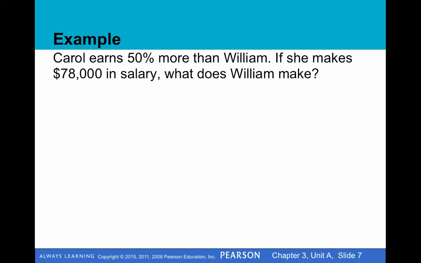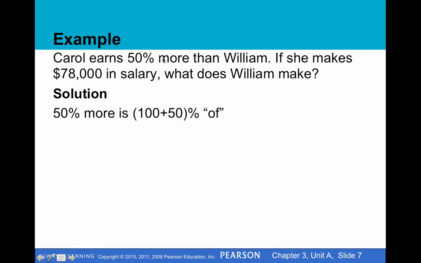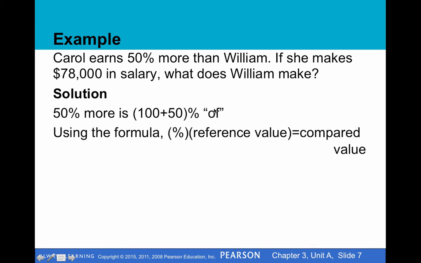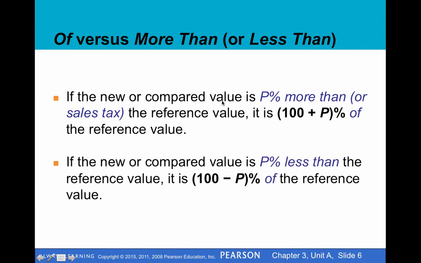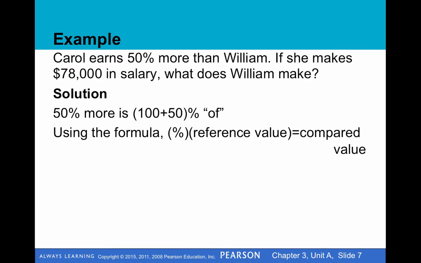Alright, so if Carol earns 50% more than William, that's not 50% of William, it's more than William. If she makes $78,000 in salary, what does William make? Well, first of all, we should know that William makes a little less because Carol earns 50% more. But to take care of the 50% more, 50% more is the same as 100 plus 50% of, so 150% of. So I'm just following the formula there, the 100 plus the 50%.